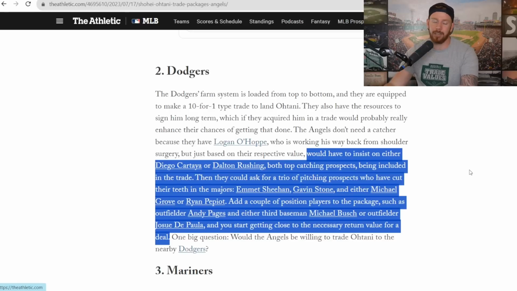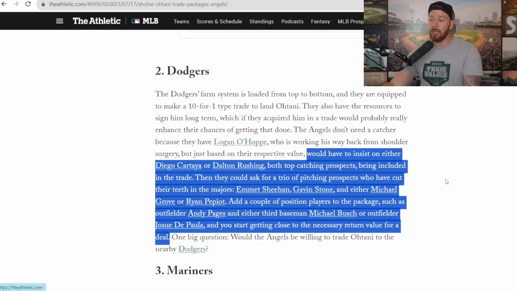He goes on to say here that the Angels don't need a catcher because they have Logan O'Hoppe coming back eventually, but he thinks that either Diego Cartaya or Dalton Rushing could be included simply due to value. And then he also includes a ton of prospects. If you remember, the Dodgers farm is an amazing farm system. They have multiple top 100 prospects.